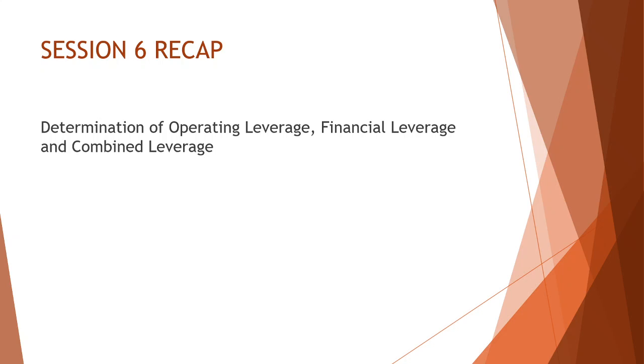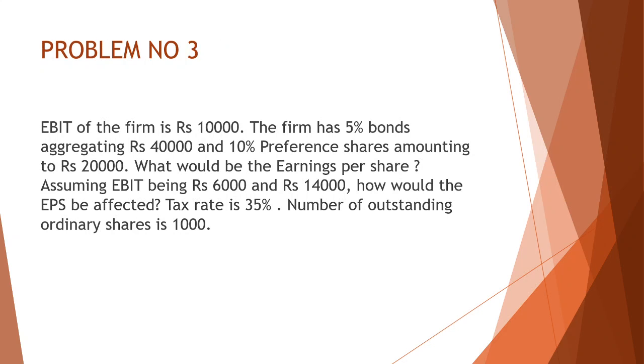In the previous session 6 of the chapter Capital Structure, we worked out problems in determining the operating leverage, financial leverage and the combined leverage. In this session, we'll work out a problem wherein we'll determine the earnings per share.